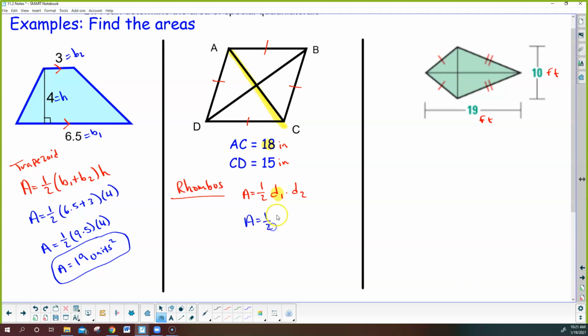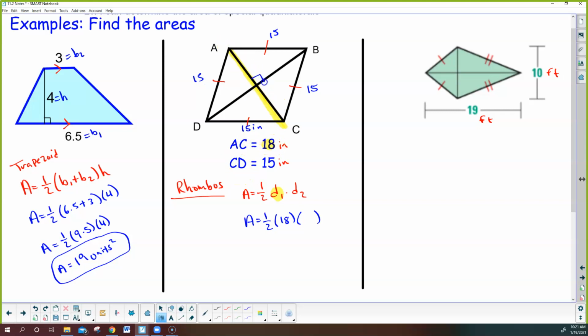So I know I'm going to go 1/2 diagonal 1, and then I have to find diagonal 2, and that's where the work comes in. So what do we know? I know that CD is 15. CD is 15 inches, which means all of these are 15 inches. And then AC is 18.